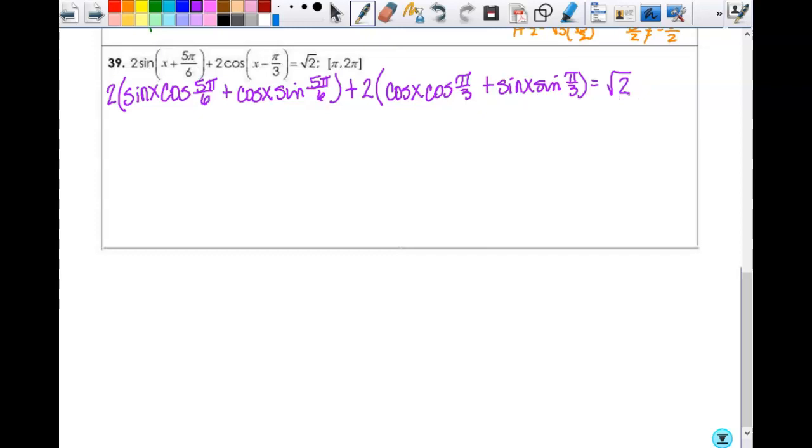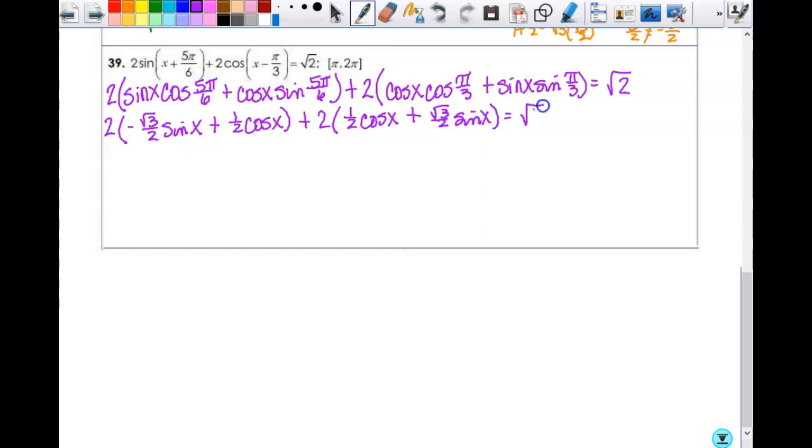Okay, so then I go in there and I evaluate what I can. This is 2 times, all right, the cosine of 5π/6 is negative square root of 3 over 2 times sine x plus 1/2. Sine of 5π/6 is 1/2, so I get 1/2 cosine x. Close my parentheses. Plus 2, open parentheses. Cosine of π/3 is 1/2, so I get 1/2 cosine x plus, then sine of π/3 is square root of 3 over 2 times the sine of x. All that equals the square root of 2.